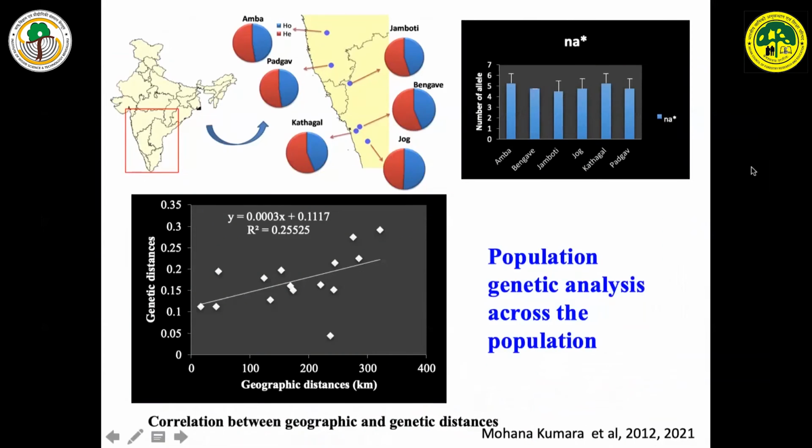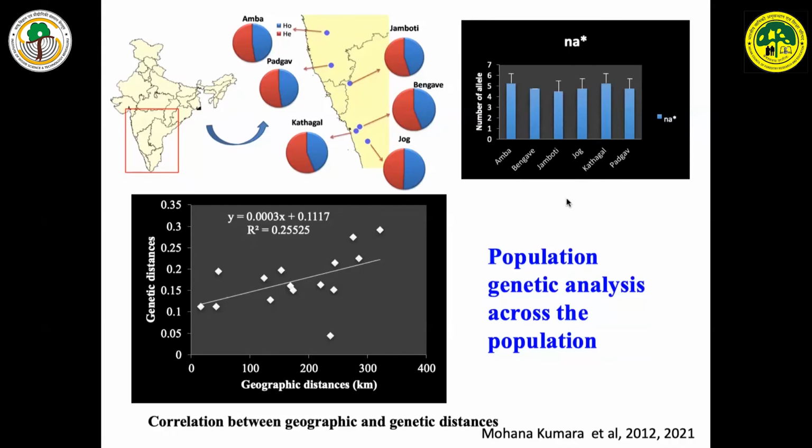And when we compared heterozygosity levels as well as the number of alleles per population, there is not much difference. Especially, the number of alleles is very low compared to other Milicia species, with an average of 5 to 6 or 7 alleles. We would have expected much more than that, and this could be because there are many age-old trees, so some level of alleles has been maintained.